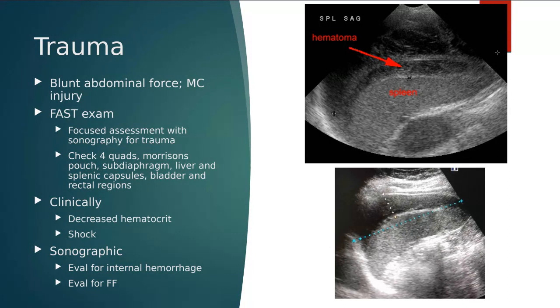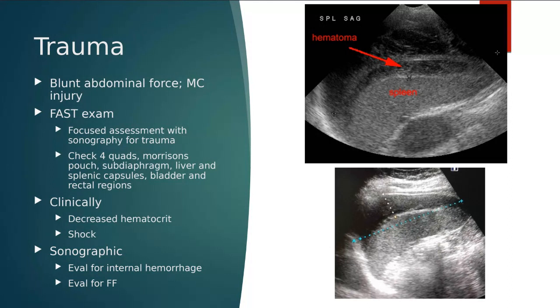On ultrasound, we need to be looking in those specific regions, as we just said, and we are looking to evaluate internal bleeding. So we're looking for free fluid, we're looking for anechoic fluid. We're looking to see if there's anything hanging out in any of those regions.